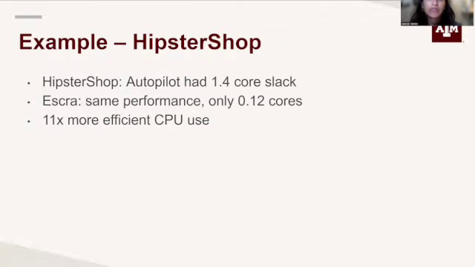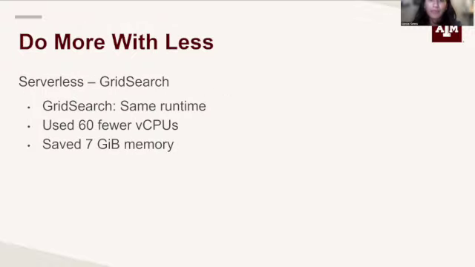An example of this is if we look at Hipster Shop under both systems, you can see that Autopilot gave it over 1.5 extra CPU cores, and Escra gave it just what it needed, which is 0.12 cores, and it still delivered the same performance. So Escra gives 11 times more efficient CPU usage with no compromise, and this tells us that being reactive, not predictive, is sometimes a smarter bet.